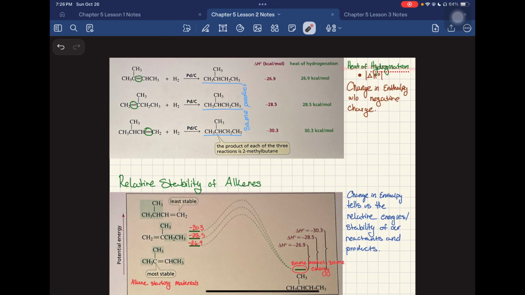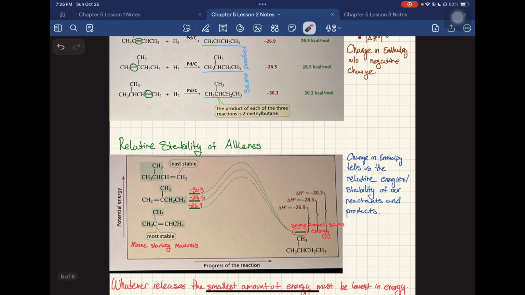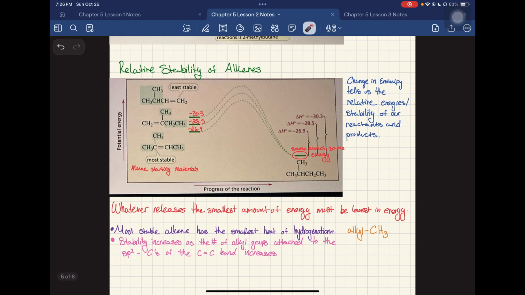Heat of hydrogenation is pretty much the absolute value of the enthalpy. So it's the change in enthalpy without the negative sign. So again, we see that right here. The enthalpy is negative 26.9. However, the heat of hydrogenation is positive 26.9 kcal per mole. So, relative stability of alkenes.